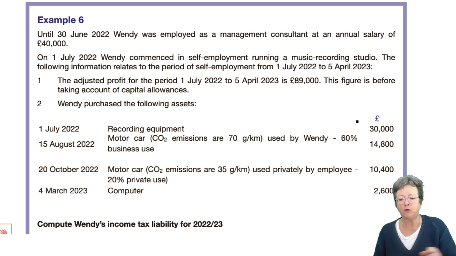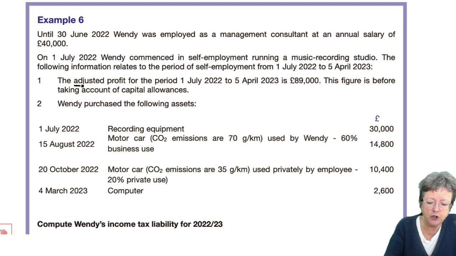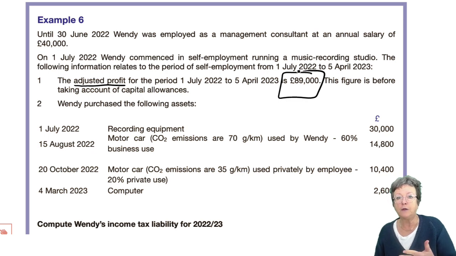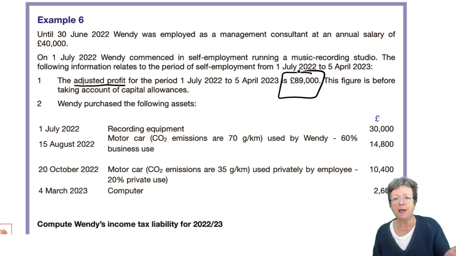Somebody's done that for you. That is the adjusted profits, $89,000, before capital allowances. Now you've got to do the capital allowances computation. If you haven't done the capital allowances chapter, you need to pause now, because I will assume that you know how to do this and you have done the capital allowances chapter.